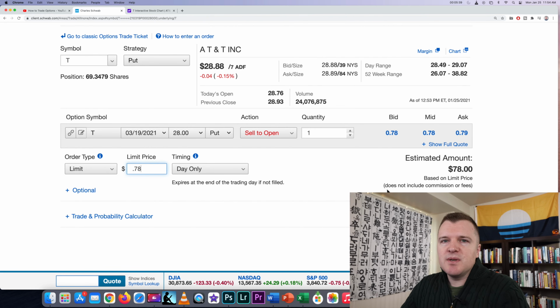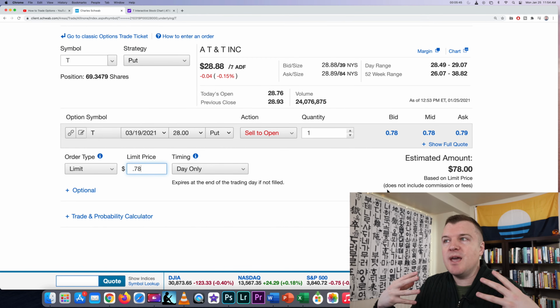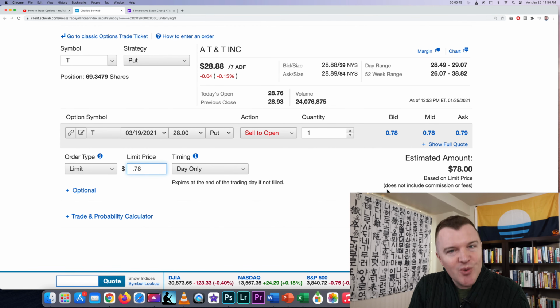What this means, because each contract is worth 100 shares and I'm paying 78 cents per share, I am going to be paid a premium right now of $78. However, I am agreeing to purchase 100 shares of AT&T on March 19th for $28 a share.